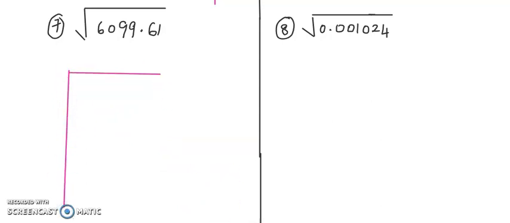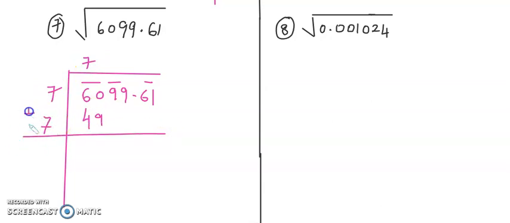Now 609961. So again pairing: 60 99.61. One pair, second pair, third pair. 60. So the nearest will be, yes, 7 7s are 49. So 7 here added. 14. Subtract. So what I'll get? Yes, it's a 11. Bring down the 99.